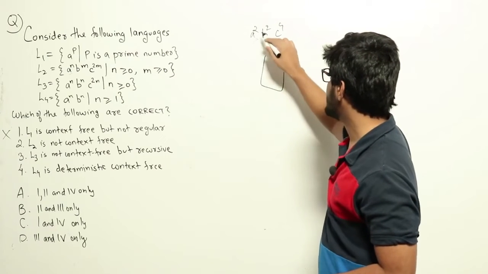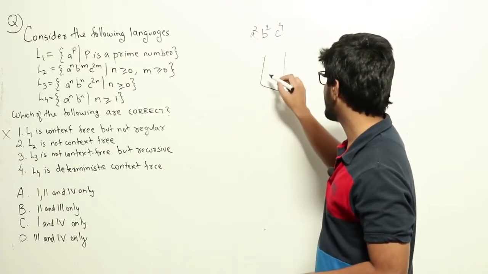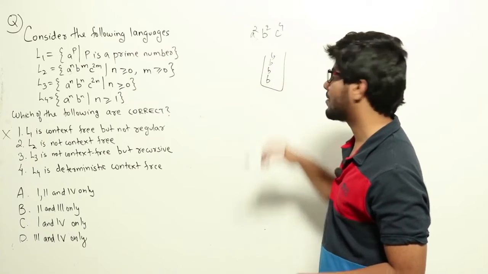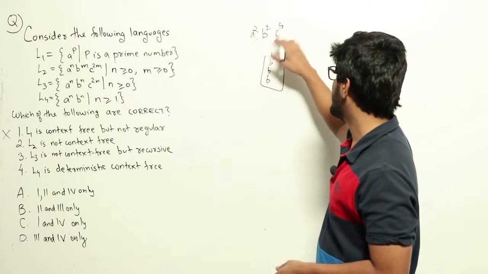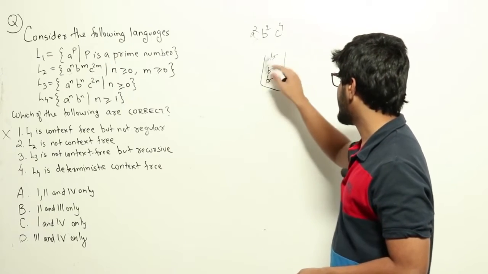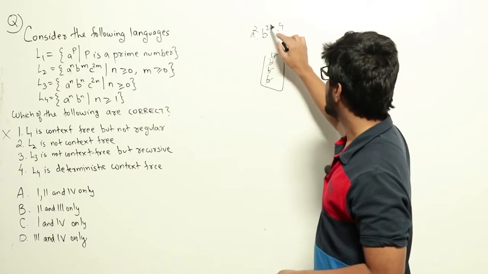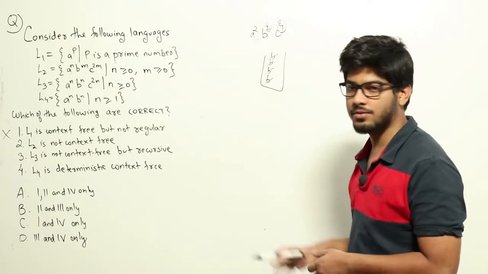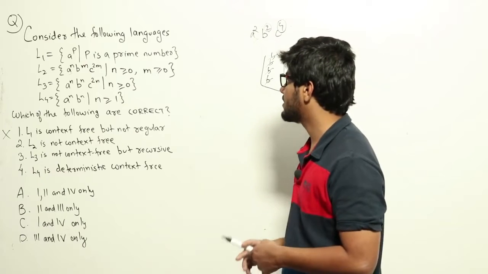After that, for each b we will be adding 2b to the stack, meaning I'll be adding bb for the first b, then bb for the second b. Now for each c I will pop one b from the stack. So there are 4 c's here and the stack is empty, meaning I can compare this equals half of this. I can do that comparison in this way. So this is clearly a context free language.